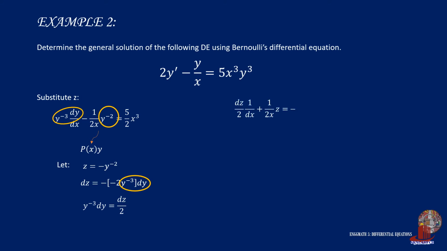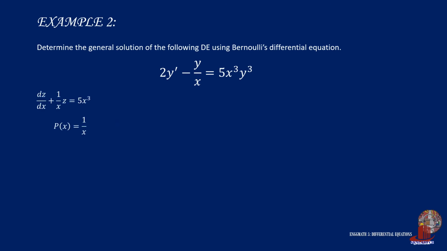Now substitute z into the equation, where there are redundant values of 2 in the denominator, so we can cancel them out. So the simplified result will show that p of x is 1 all over x and q of x is 5x cubed.